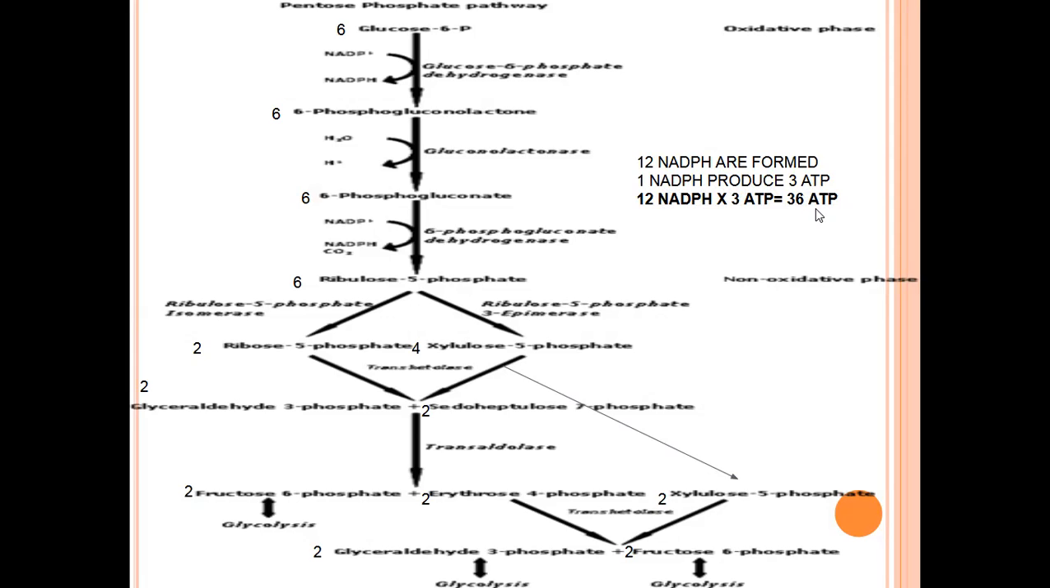In normal oxidation of food through glycolysis, the link reaction, and the Krebs cycle, a total of 36 ATPs are formed. In the direct oxidative phase also, one glucose molecule is utilized, and from that one glucose molecule, 36 ATPs are formed. So this pathway is called the direct oxidative pathway or direct oxidative phase of the pentose phosphate pathway.